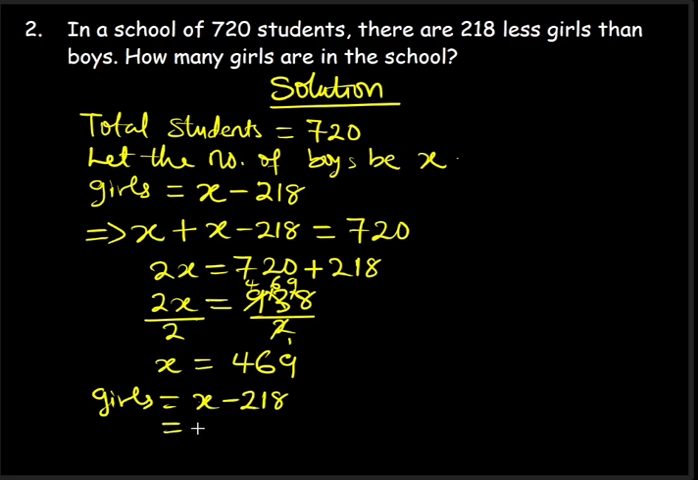Our x is 469 minus 218. And then the number of girls will be equal to 9 minus 8 is 1, 6 minus 1 is 5, and 4 minus 2 is 2. So we have 251 girls.